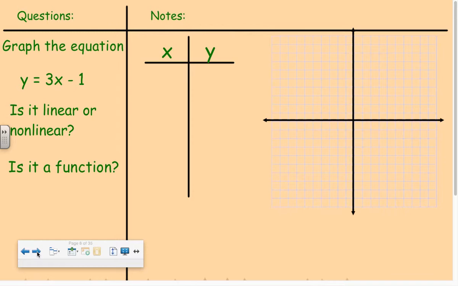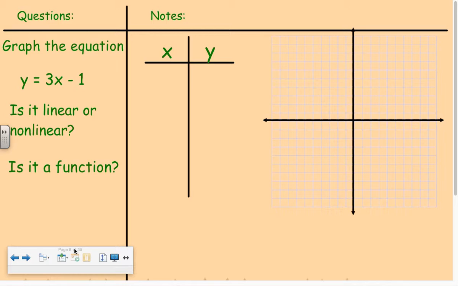In order to graph an equation, we need to make a table in order to create a set of ordered pairs that we can graph. You always want to choose a couple negatives, 0, and a couple positives to give you a good idea of what a graph is going to look like. So we will pick the values -2, -1, 0, 1, and 2. If I plug -2 into my equation, I'll have 3 times -2 minus 1. Well, 3 times -2 is -6. -6 minus 1 makes -7.